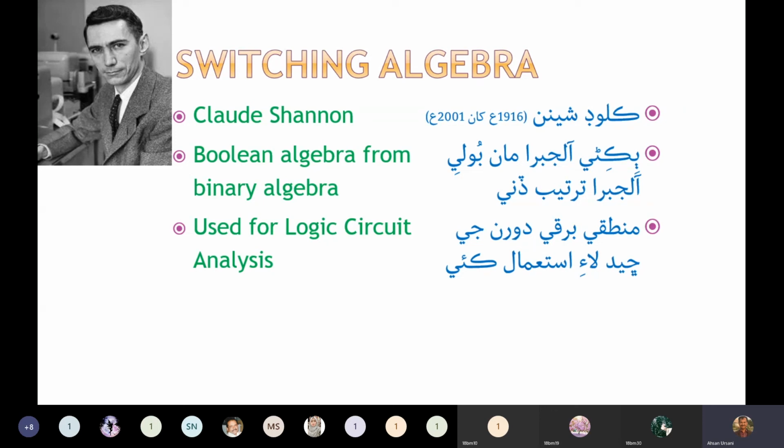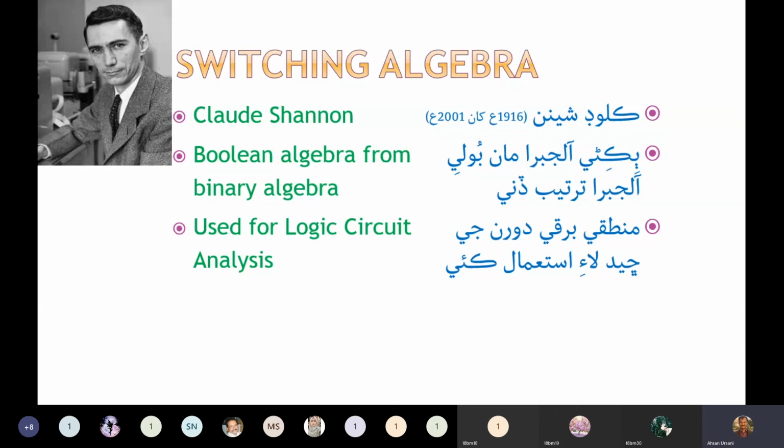Now this guy, Mr. Claude Shannon, he actually was the inventor of switching algebra. He modified binary algebra given by Mr. Boole, and the new algebra was called Boolean algebra, and he was responsible for the invention of telephone exchanges.